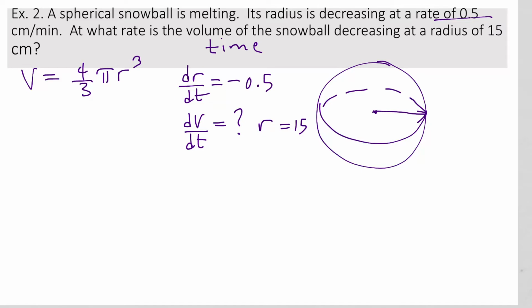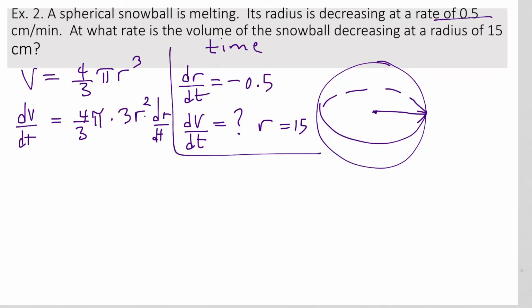So we differentiate our volume equation, which relates radius and volume, with respect to time. So that's dV/dt is equal to 4/3 pi times 3r squared times, using the chain rule, dr/dt.